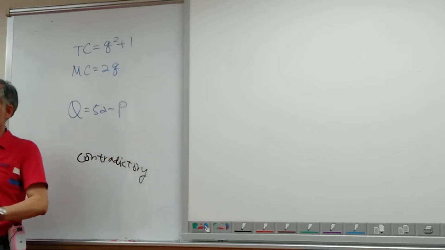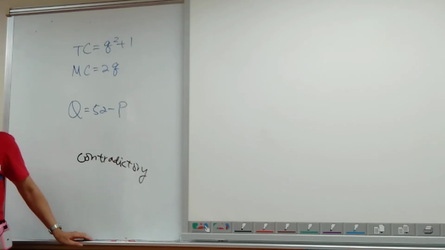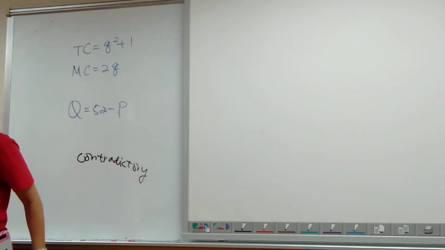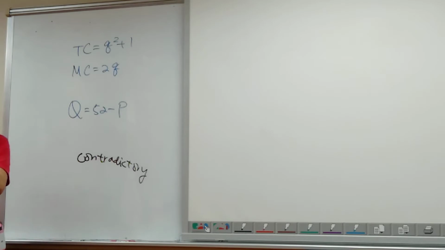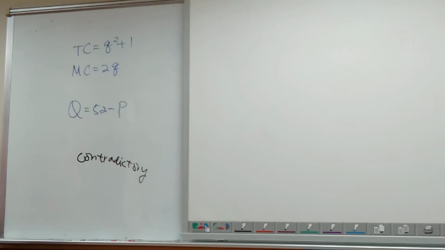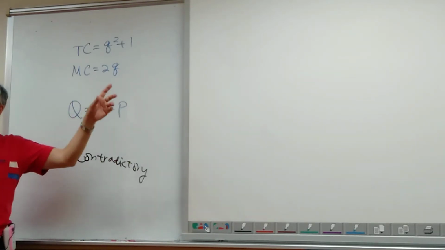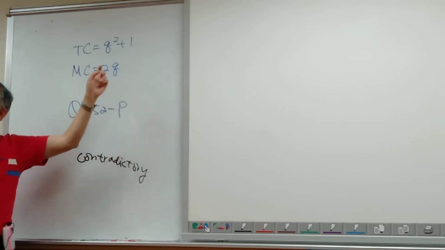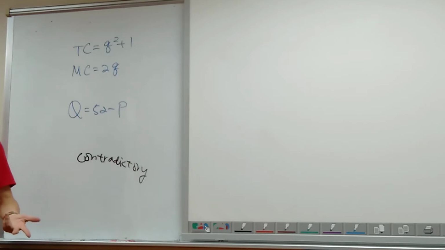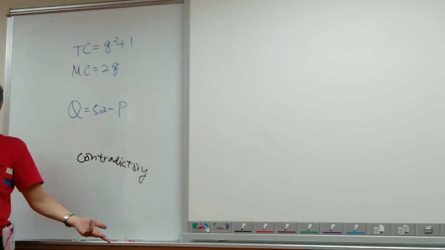Okay, what's contradictory? Contradictory. Excuse me? Two words. Okay. Contradictory. Louder. Right. Because the question gives us a short run cost function, right? But the question asks us what? Long run equilibrium. So there's something wrong here.